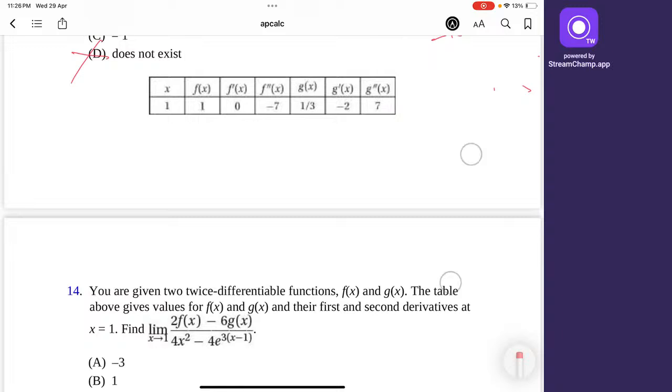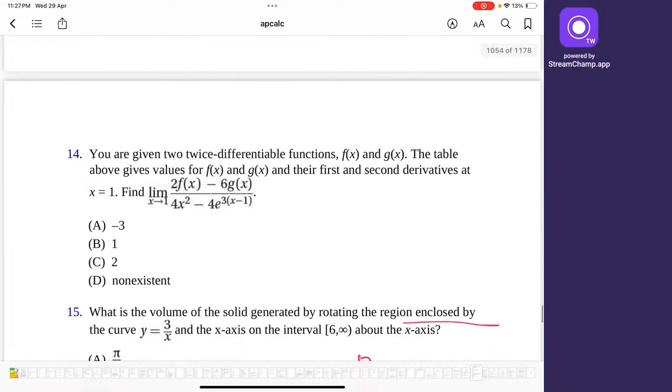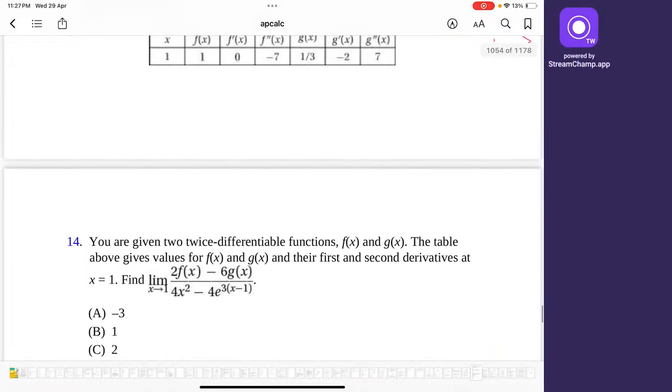So you are given two twice differentiable functions f and g. The table gives the values of f, g and their first and second derivatives. Okay, very good. You have to find that limit.